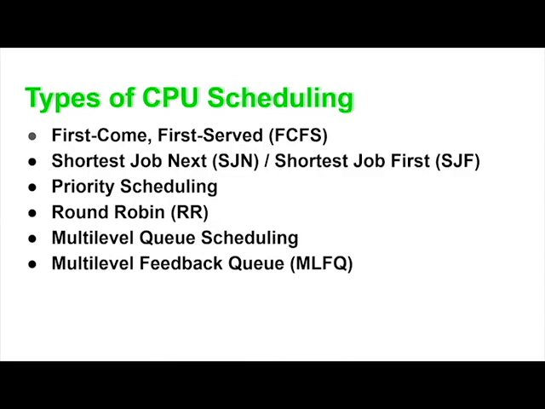The second one is shortest job next, or shortest job first. The process with the smallest execution time runs first. It can be preemptive, that is shortest remaining time first, or non-preemptive. The pro of this scheduling is optimal average waiting time. The con is that it needs prior knowledge of the job length.